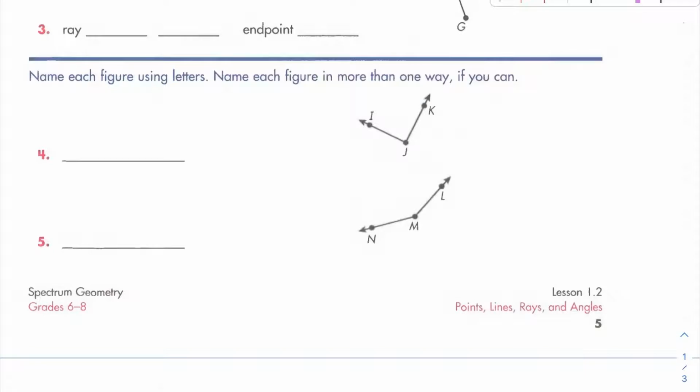The next section says to name each figure using letters. Name each figure in more than one way if you can. These figures are angles, and I will go ahead and tell you for each of these you can name them 3 different ways. Make sure you list all 3 different ways.